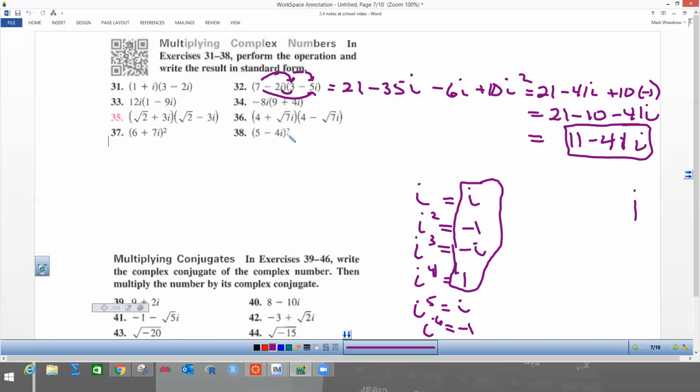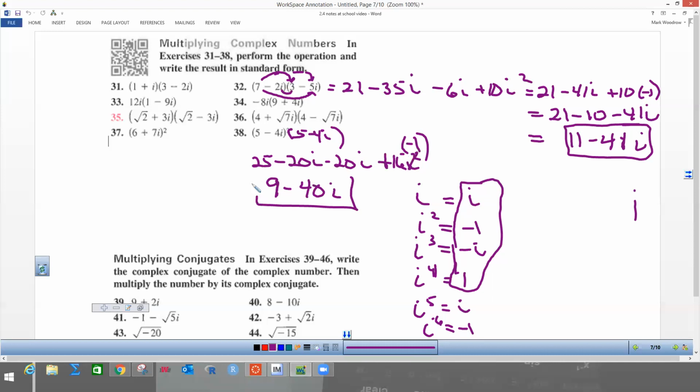So this is 5 minus 4i. Squared means you've got it again, 5 minus 4i again. So you take 5 times 5 is 25. 5 times negative 4i is negative 20i. Negative 4i times 5 is also negative 20i. And then negative 4i times negative 4i is positive 16i squared. Again, instead of this, we want to think of it as being negative 1. So you're going to have 25 minus 16, which is 9. And negative 20i and negative 20i is negative 40i, and that's your answer.